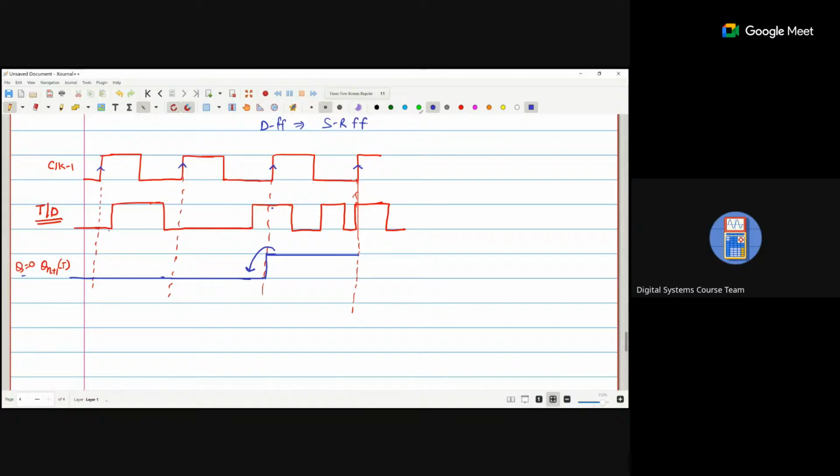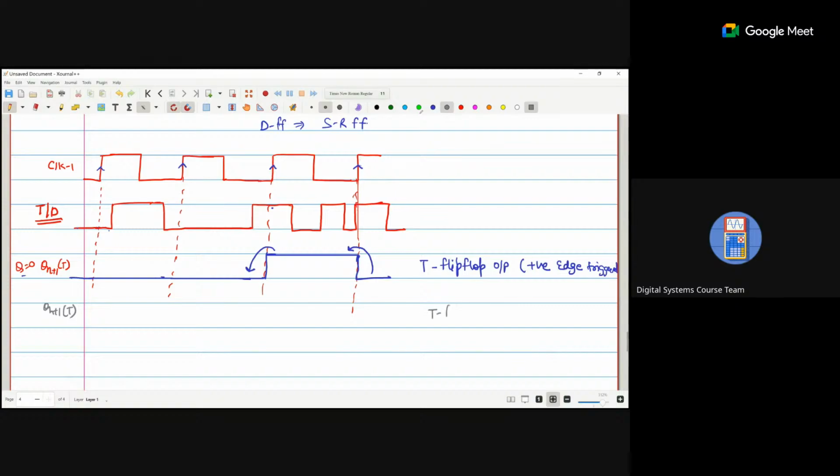Now, when the clock is positive and T is 1, the output toggles, the toggle of the previous condition. So this output is dependent on the previous condition. So this is the T flip flop output with positive edge. Okay.